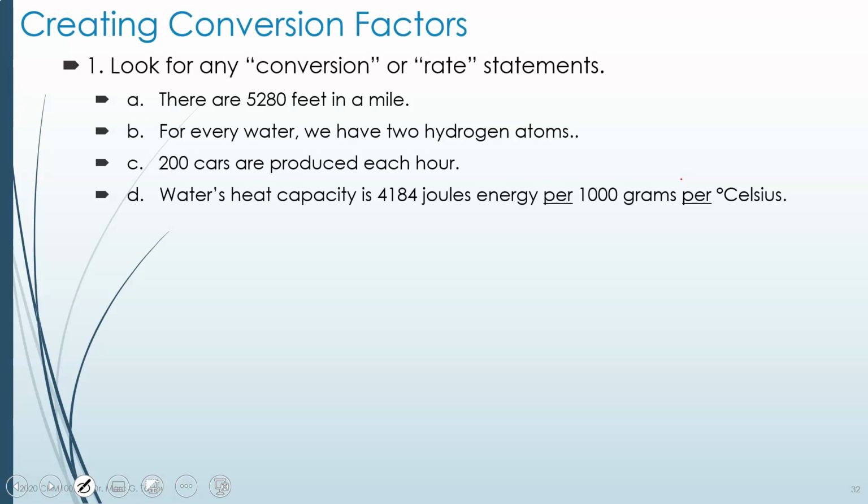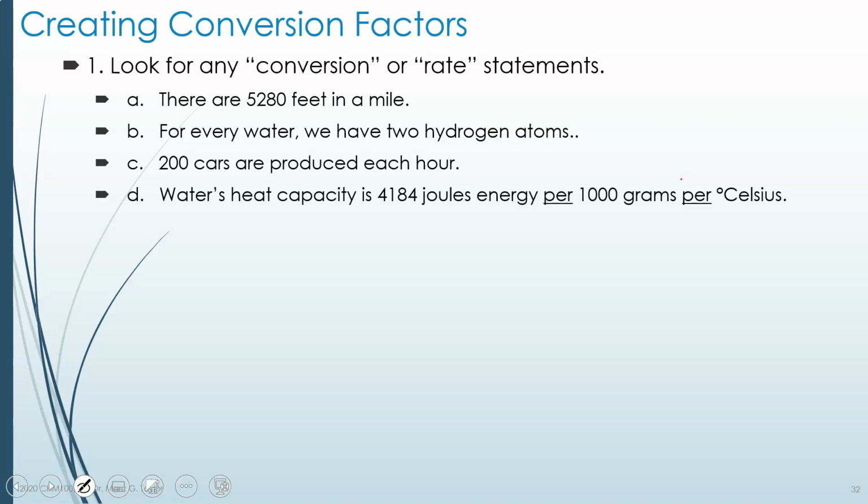So I will let you know when things are exact, or you'll see that there are so many significant figures anyway that it will not affect your answer. So we know that 5,280 feet equals 1 mile, and therefore we could divide one by the other or the other by the first to get two different conversion factors.